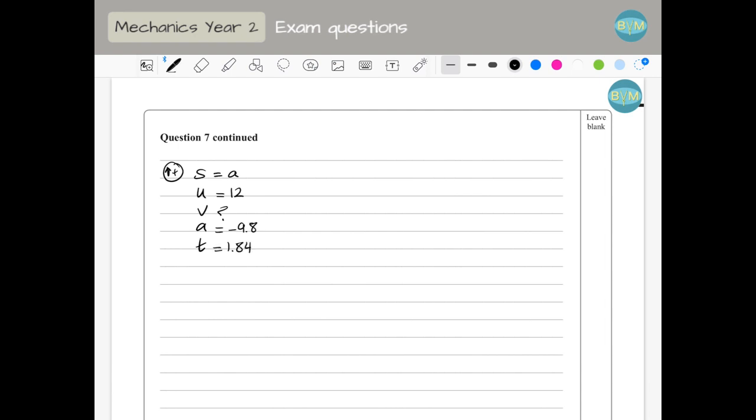I could keep all the decimals in the calculator before doing anything, and we're going to use a SUVAT equation without S, which is V is U plus AT. So V is what we need. U is 12, acceleration minus 9.8 times time 1.84, and this velocity is going to be 6 meters per second. This is the vertical velocity, and the horizontal velocity is 6 as well.